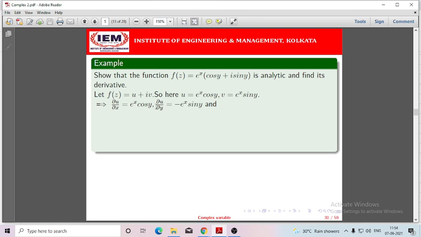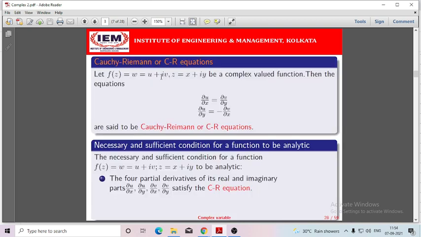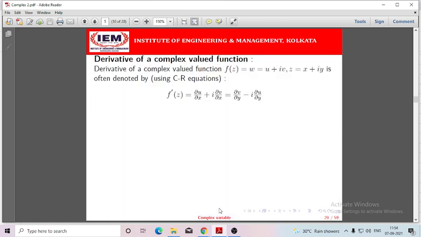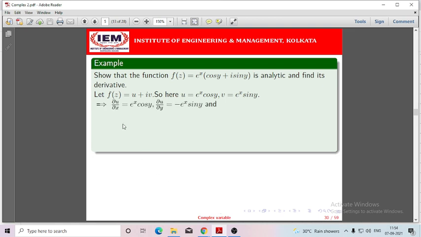So to show that this is analytic, what do I need to show? We need to just show these two conditions. That means the four partial derivatives satisfy the Cauchy-Riemann equations, and the four partial derivatives are continuous. Then we are done. So what will be del u del x?